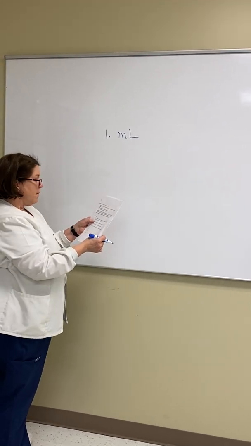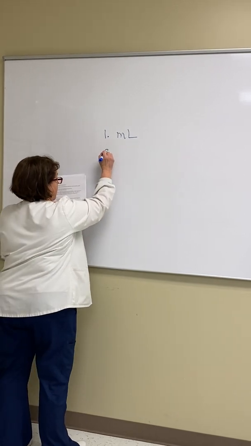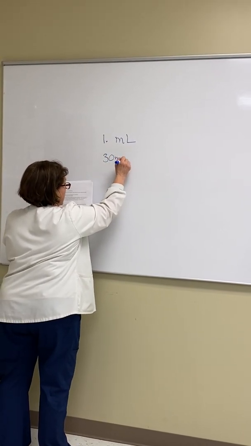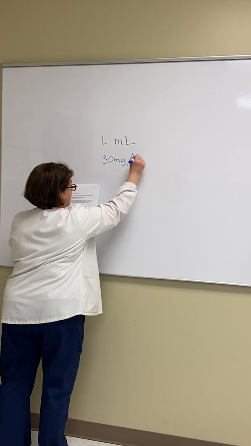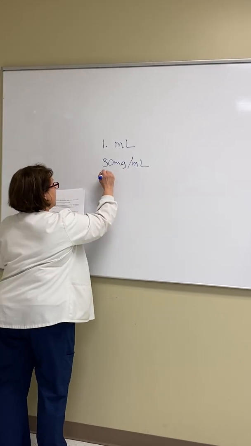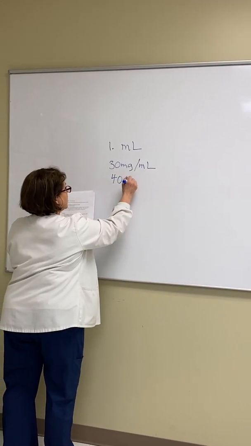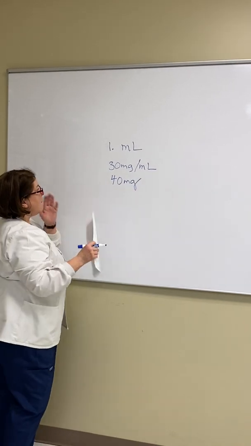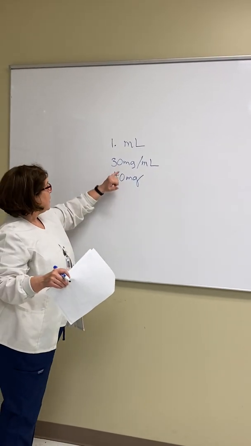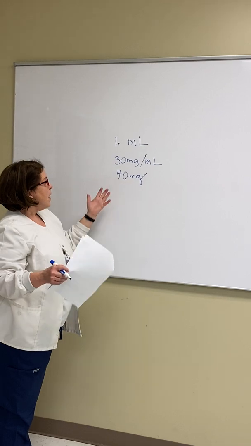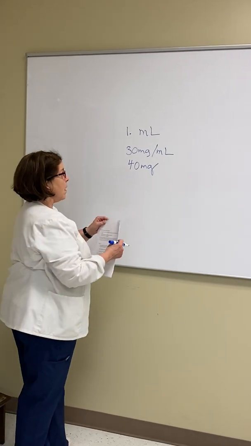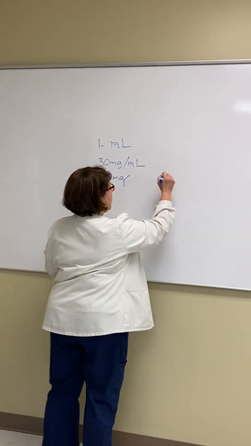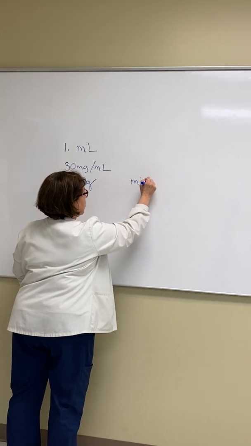Now I'm going to write my information down. I've got 30 milligrams per ml on hand, and the doctor orders 40 milligrams. Do I have any conversions? No, I don't, because we've got milligrams for milligrams. So this is a pretty straightforward problem. So over here, I'm going to put ml equals.